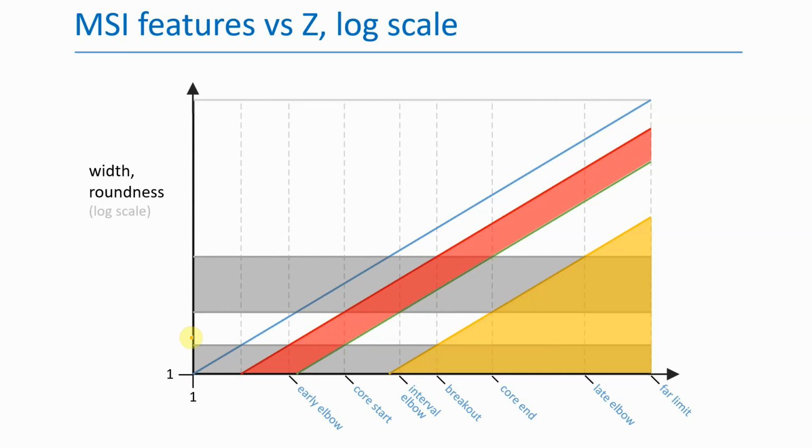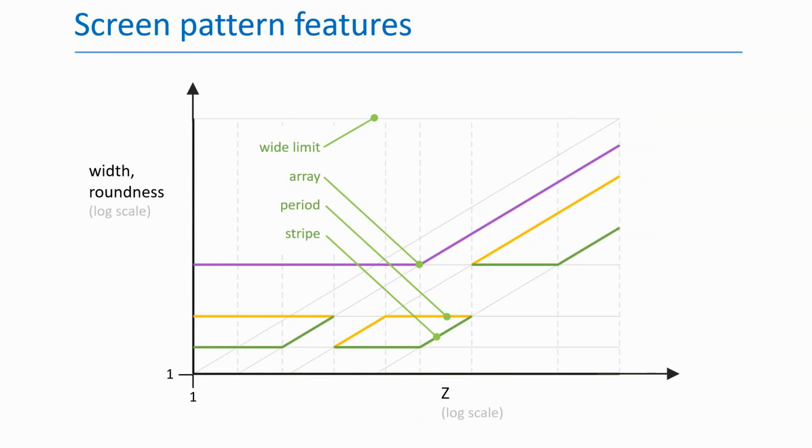To find the stripe, we trace along the bottom edge of the open region. At the core start, it meets up with the period and it jumps opposite to the period. And the same thing happens at the core end. This is what the features of the screen pattern look like.